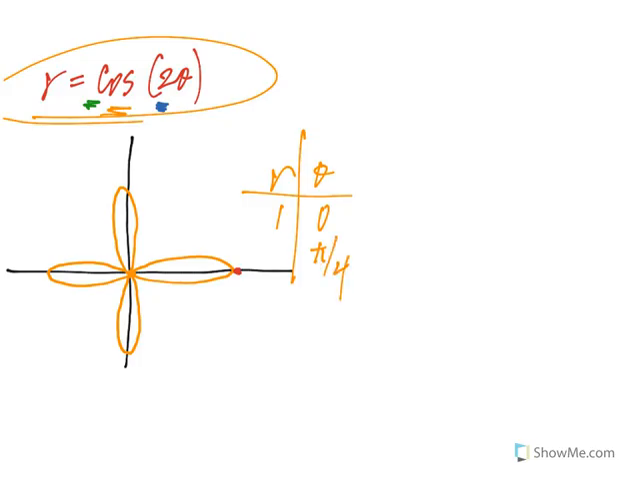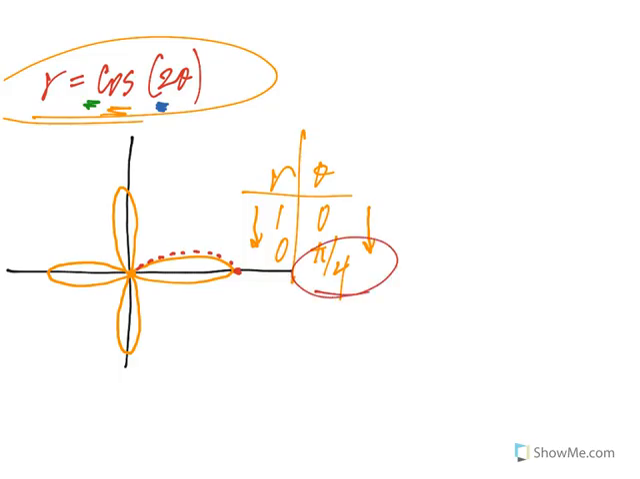Pi over 4 gives me the cosine of pi over 2. That is, in fact, 0. So then I know that as my theta goes from 0 to pi over 4, my r's decrease from 1 to 0, and I trace out the top of this first petal right here. So if the question said, find the area of one petal, I can use symmetry. I could go from 0 to pi over 4 and then double it. If I was looking for the area inside all of the petals, I could go from 0 to pi over 4 and then multiply that by 8 because there are 8 of those half petals. I hope that makes sense.